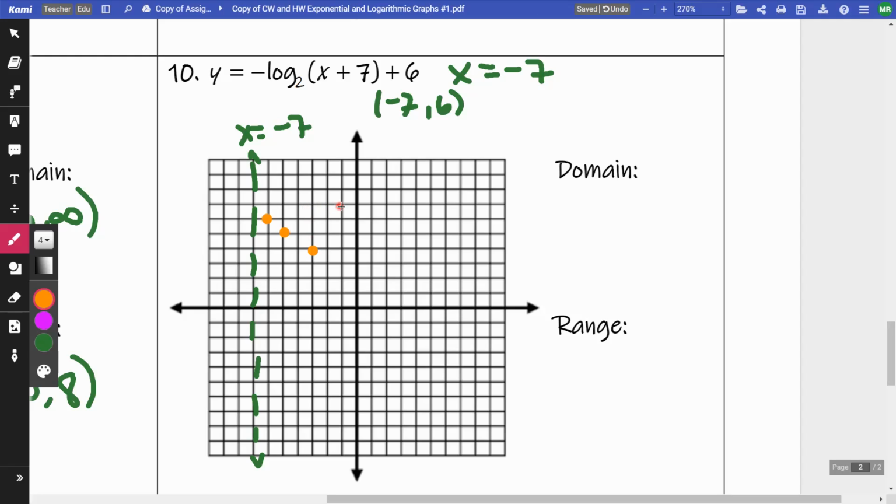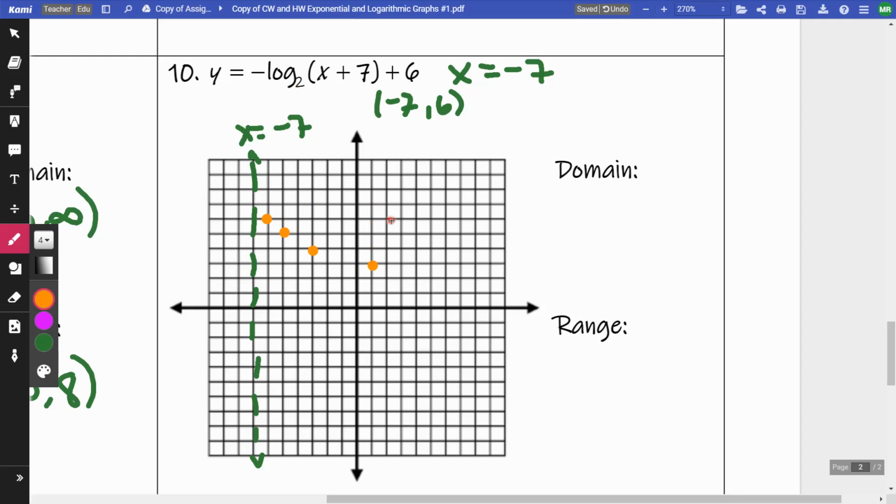So 5, 6, 7, 8. Log base 2 of 8 is 3: 1, 2, 3. Whoops, from here, hold on. From here. So let me count. 1, 2, 3, 4, 5, 6, 7, 8. And I'm going to go down 1, 2, 3.